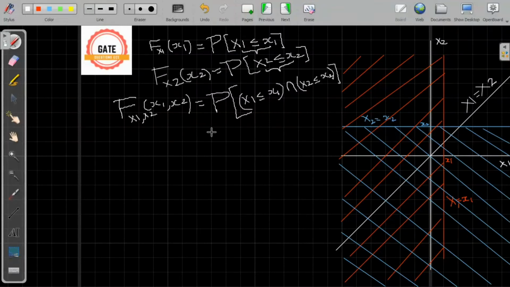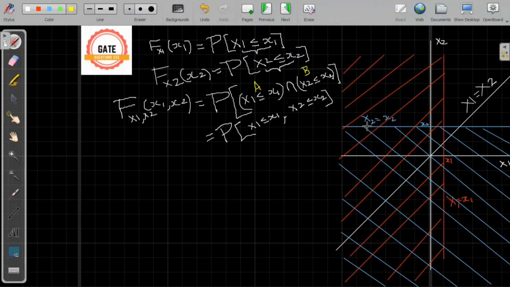There is another representation of this which is usually used in books. It is written like this. In place of the intersection symbol, they write a comma, just for simplification of writing. So if I write this, capital X1 less than or equal to small x1 as A, and this as B, then A intersection B means the region that is common to both A and B.